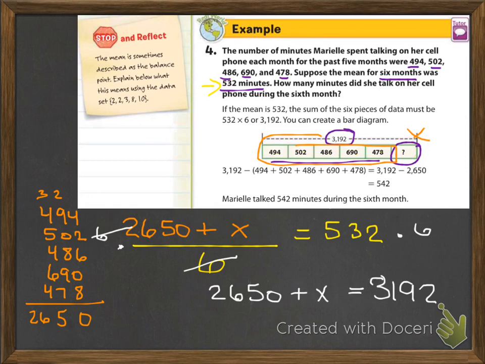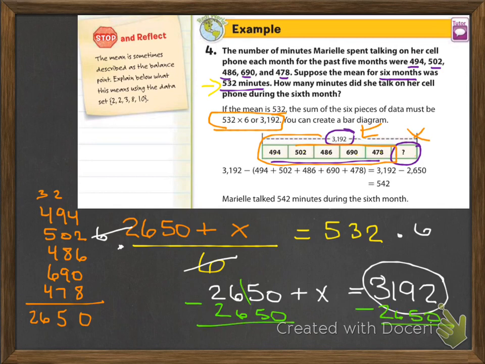Now, before we do anything else, I want you to refer back to the method that they showed you here. Notice how I got 3192 right here? Well, that's what they had you do in the very beginning of the problem right here. They said if the mean is 532, then the sum of the 6 pieces of the data must be 532 times 6, or 3,192. So now we know that we have all these added up, plus X is going to equal the 3192. So now, to find it, our last step is simple. We subtract 2650 from each side. That goes away, and we are left with X equals 542 minutes.